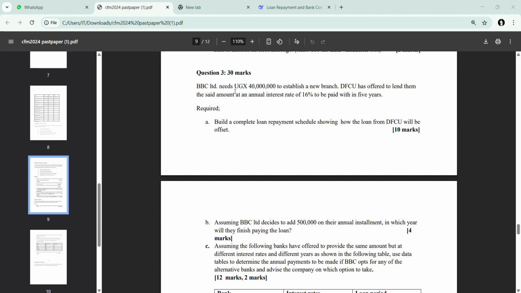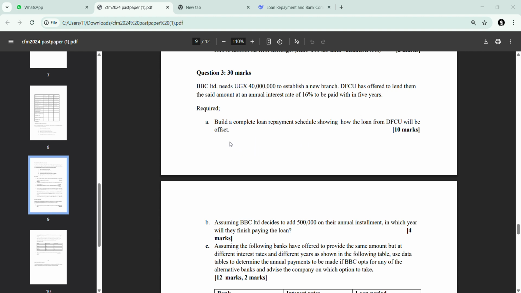BBC Limited needs UGX 40 million to establish a new branch. DFCU has offered to lend them the said amount at an annual interest rate of 16% to be paid within 5 years. The question requires us to build a complete loan repayment schedule showing how the loan from DFCU will be offset. I think, guys, this is easy.